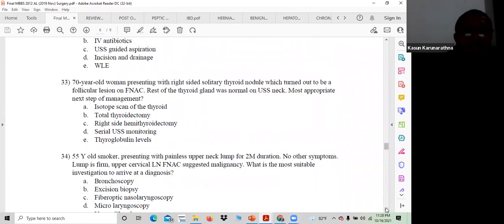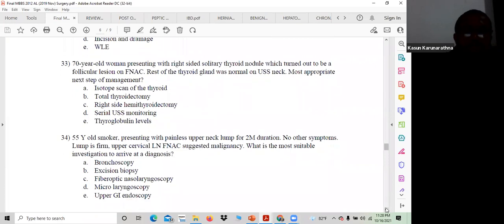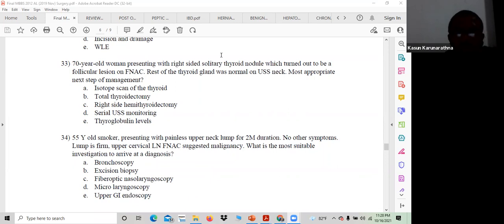Right. Question 33: a 70-year-old woman presenting with a right-sided solitary thyroid nodule, which turned out to be a follicular lesion on FNAC. The rest of the thyroid gland was normal on ultrasound. What is the most appropriate next step of management? What is the answer for 33? Yes. You should reach a histological diagnosis. FNAC can't differentiate follicular adenoma and carcinoma. So you go for hemithyroidectomy. Okay.